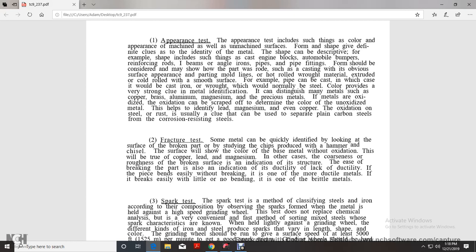Fracture test. Some metals can be quickly identified by looking at the surface of the broken part. Studying a chip produced with a hammer and chisel, the surface will show the color of the base metal without oxidation. This will be true of copper, lead, and magnesium. In other cases, the coarseness or roughness of the broken surface indicates the structure. The ease of breaking the part indicates the ductility or lack of ductility. If the piece bends easily without breaking, it is one of the ductile metals. If it breaks with little or no bending, it is one of the brittle metals.